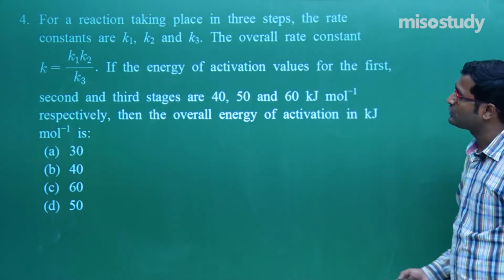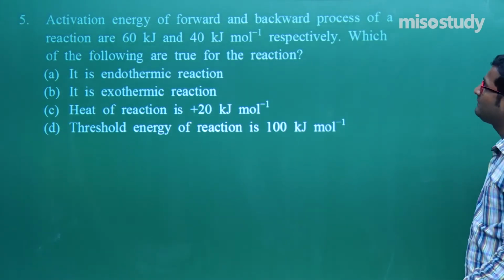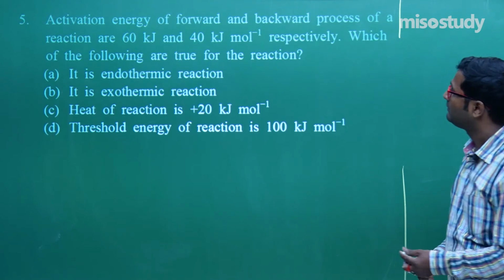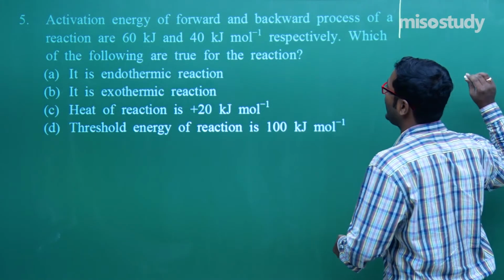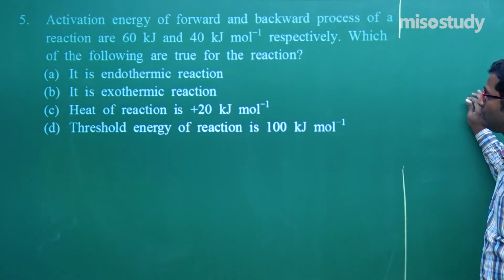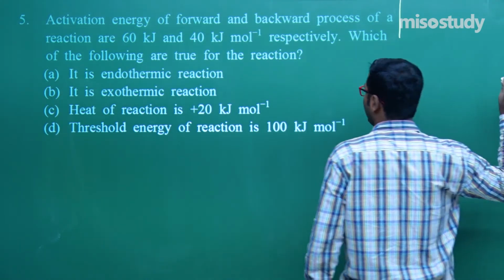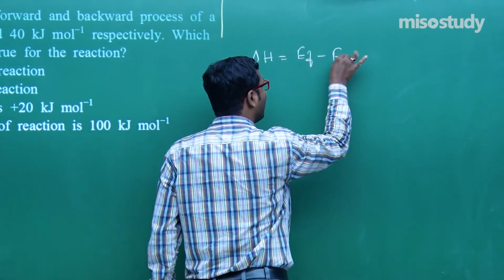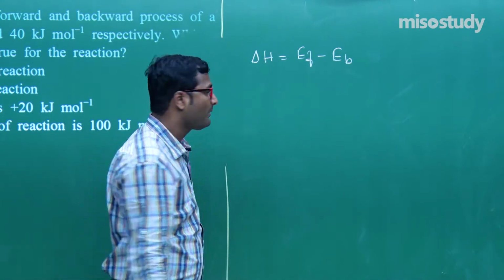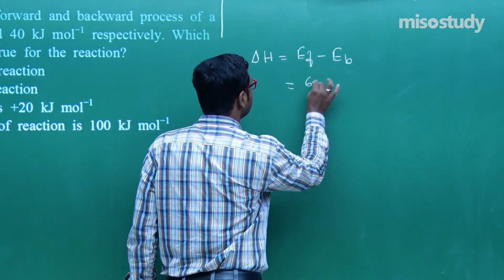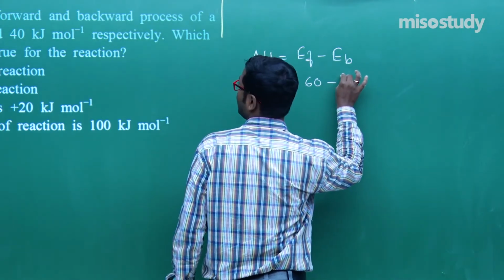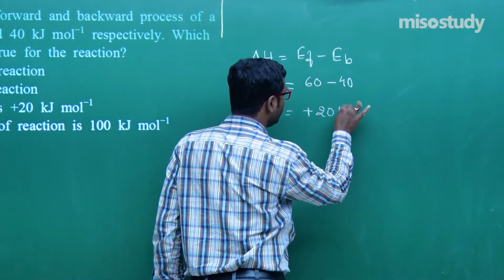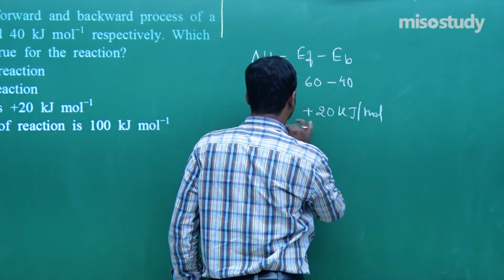Now the next question is question number 5. Activation energy of forward and backward reaction are 60 kilojoule and 40 kilojoule. Which of the following are true? It is endothermic, exothermic. That is, we need to find the heat of reaction. That is delta H is equal to forward minus backward. Yes sir. Forward given value is 60 and backward given here, that is 40. So delta H is equal to plus 20 kilojoule per mole.